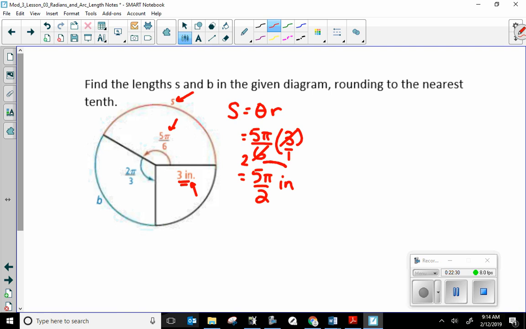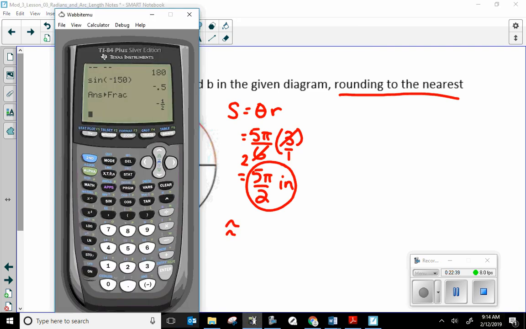This is exact. However, round to the nearest tenth. So that means I'm going to have to actually put this in the calculator and do the math. Alpha y equals, enter, 5 pi over 2. And that's 7.853, we'll call it.